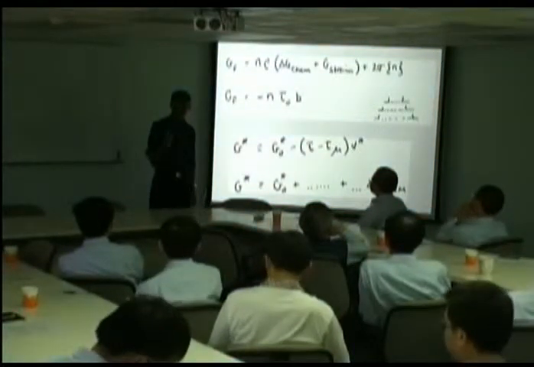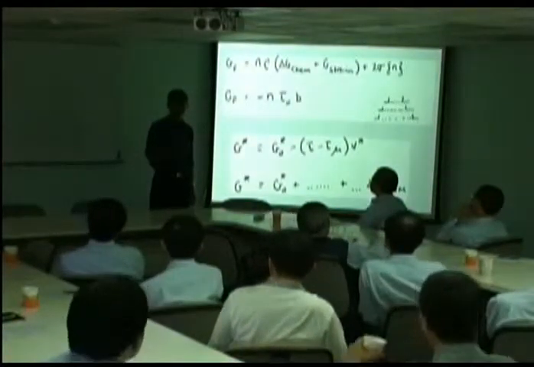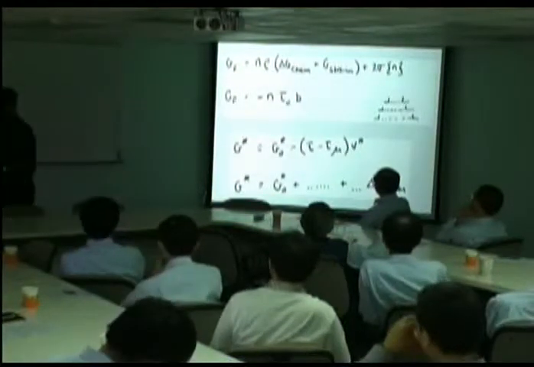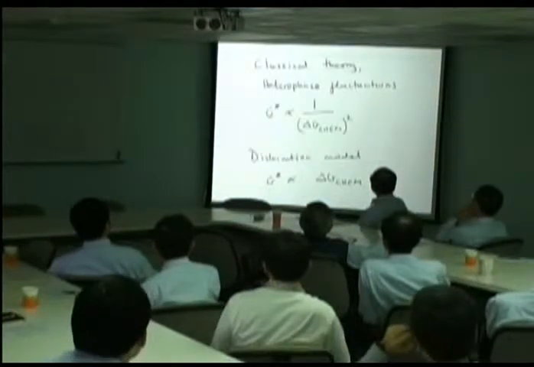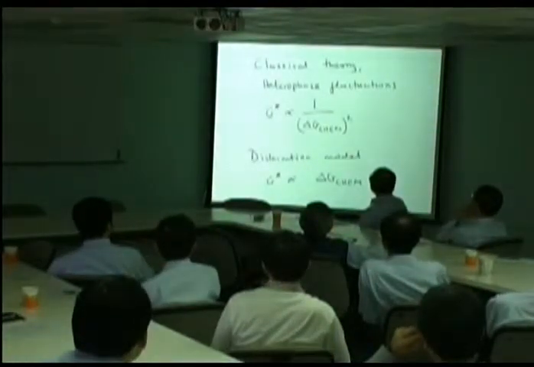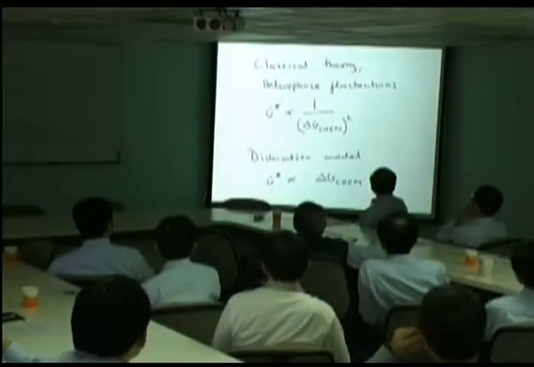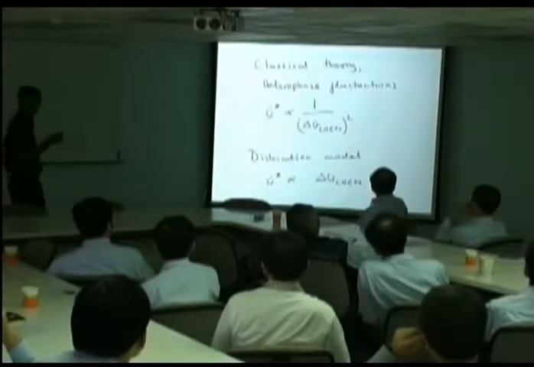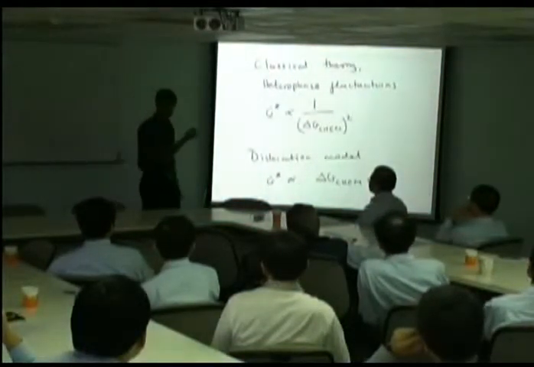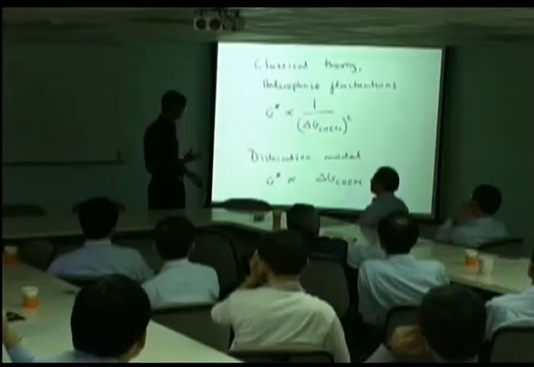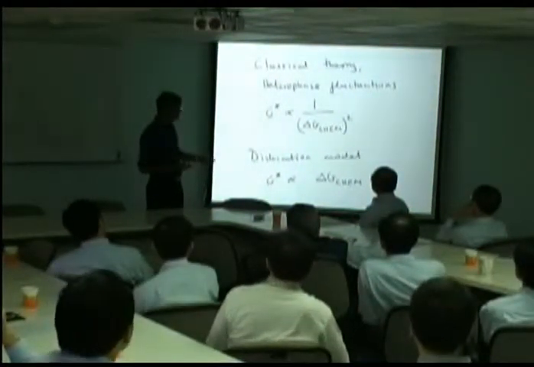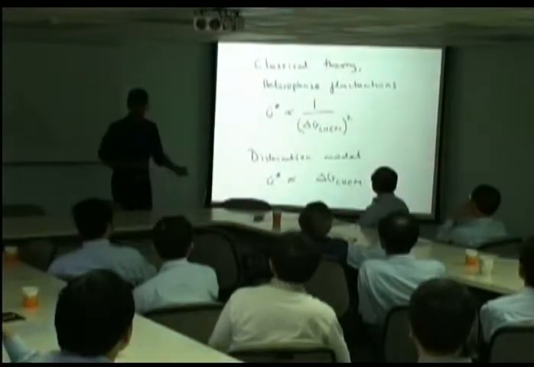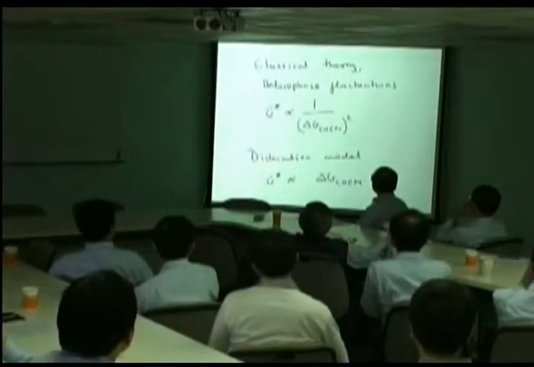This is completely different from classical nucleation theory. Okay. Let me just show you classical nucleation theory, where we get this kind of a relationship. Okay. So the prediction is that if nucleation happens by the dissociation of dislocations, then the activation energy should be proportional to the free energy change as opposed to inverse square dependence. So let's go back.